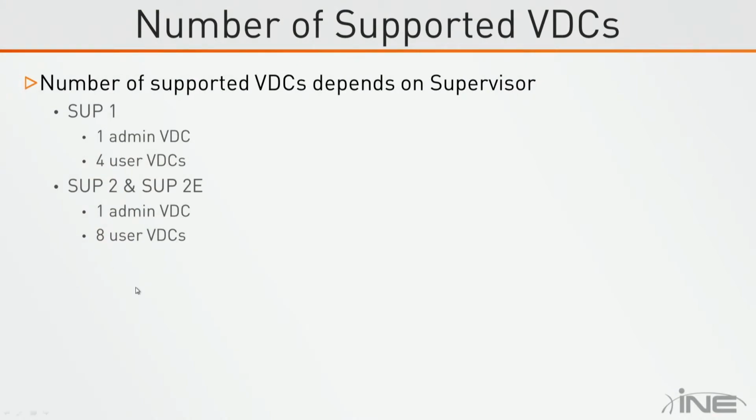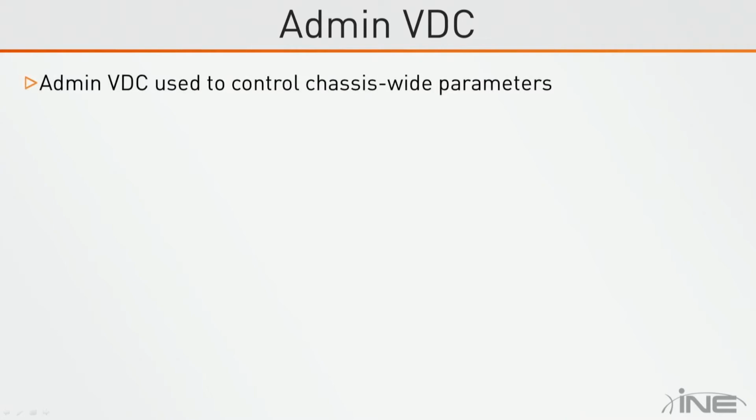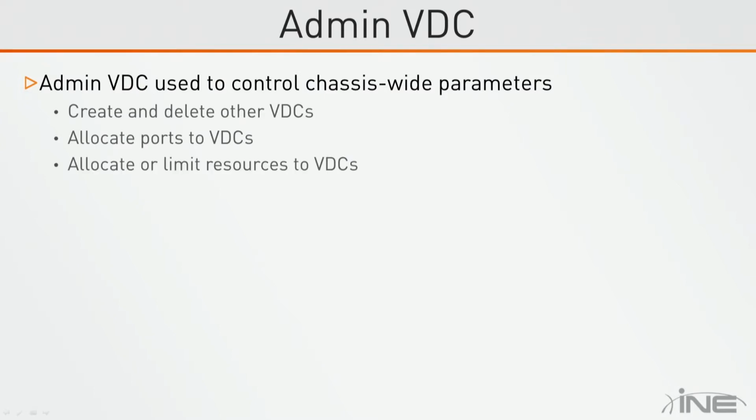Okay, so the admin VDC, you can think of this as logically equivalent to the admin context of an ASA firewall. This is used to control anything that is chassis-wide. This is where you would be creating or deleting contexts, assigning what physical ports are going to be used in a context, what resources are going to be allowed or limited in the context, and remotely managing the chassis.